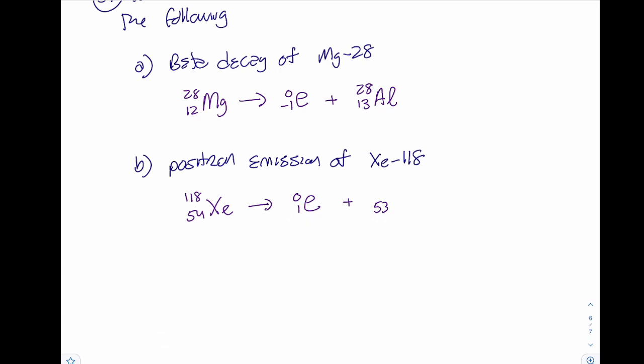Also, that makes sense because we get a positron when a proton decays into a neutron. So we're losing a proton. My atomic number should be going down by 1. I look on the periodic table, I find that 53 belongs to iodine, and then 118 for my mass number, right? My proton is turning into a neutron, so the total number of particles in my nucleus has not changed. That's still 118.